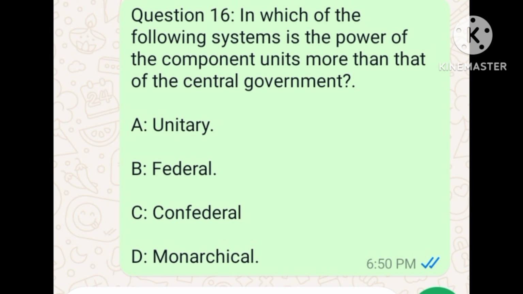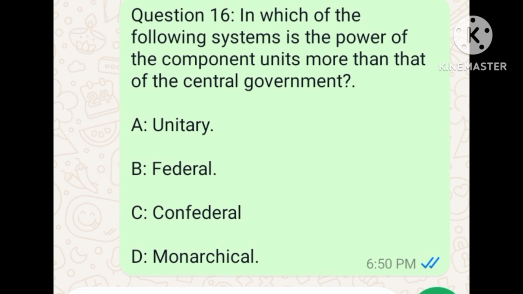Unitary does not recognize any component unit, so the center controls everything. Federal recognizes component units because it's a form of government in which power is shared between the government at the center and the component units. But the government at the center is stronger than the component units. In confederal, component units are stronger than the center. Monarchical is a form of government controlled by a king or a queen. So the right answer is option C, confederal.